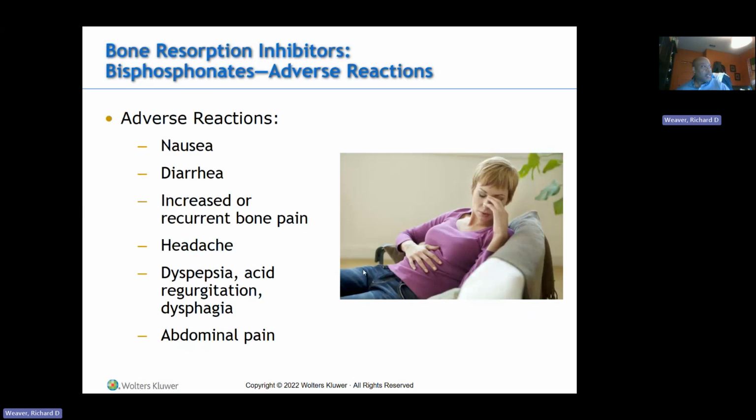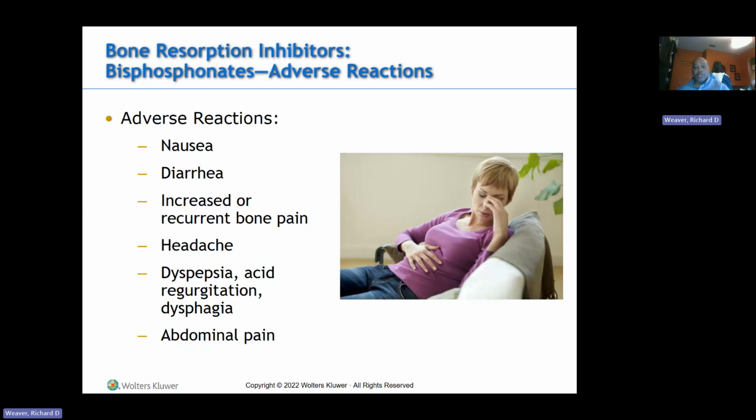Take a look at the adverse reactions. You have the nausea, diarrhea. There's also increased or recurrent bone pain, headache, dyspepsia, and acid regurgitation, and dysphagia, as well as abdominal pain.